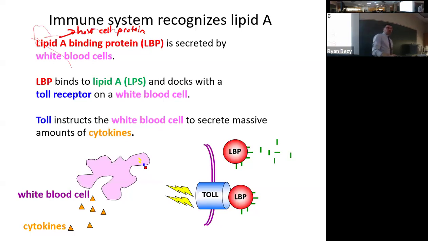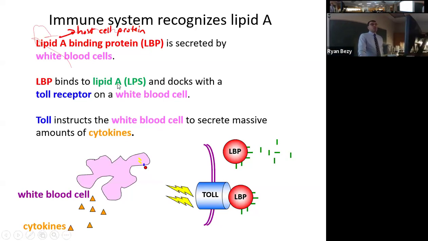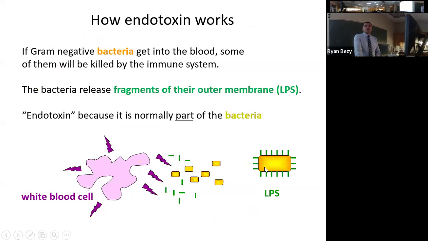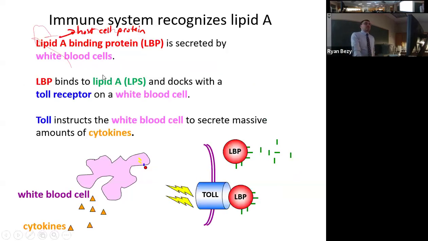What lipid A binding protein does is it binds to the lipid A portion of a lipopolysaccharide. But those lipid A portions are only visible if a gram-negative bacteria dies, breaks into fragments, and those fragments are floating around in the bloodstream. So the gram-negative bacteria has lipopolysaccharides in it, it dies, fragments of it, including those lipopolysaccharides, get released, and now that lipid A portion becomes visible. When that lipid A portion is visible, it binds to lipid A binding protein.